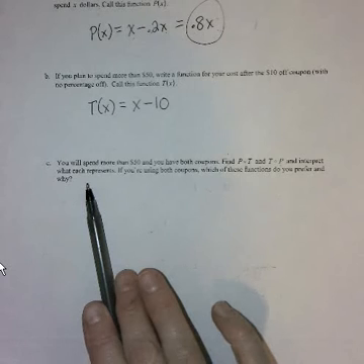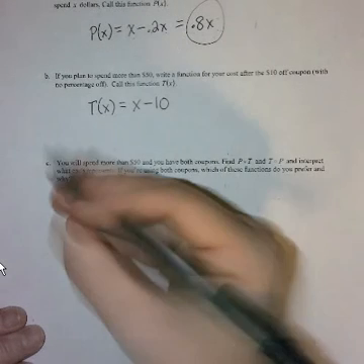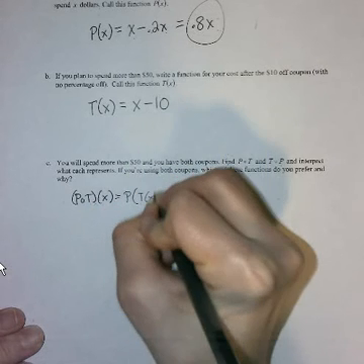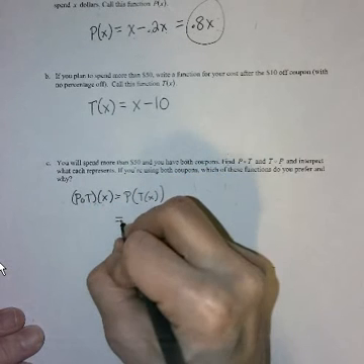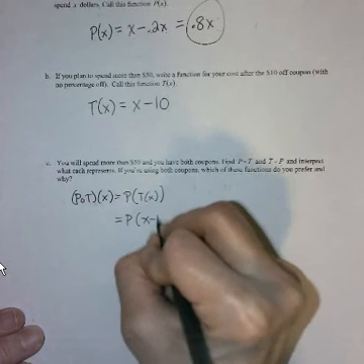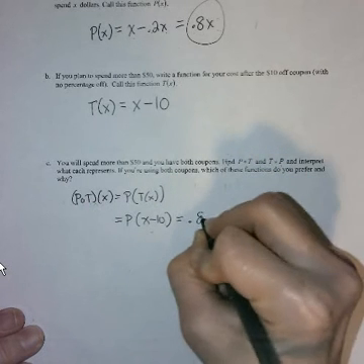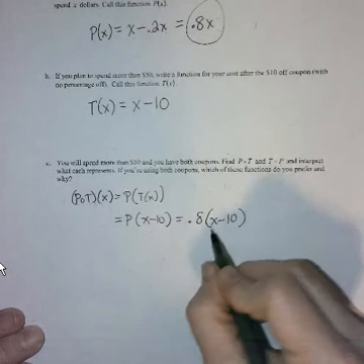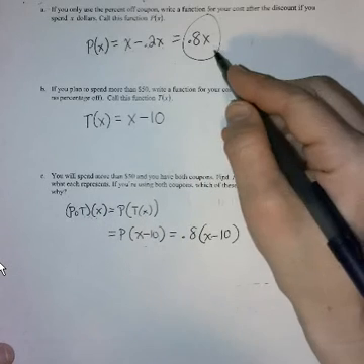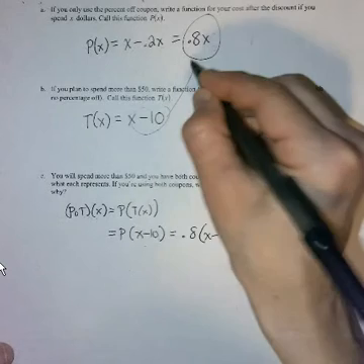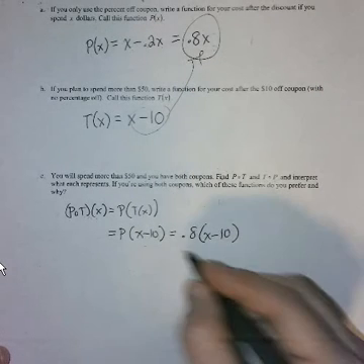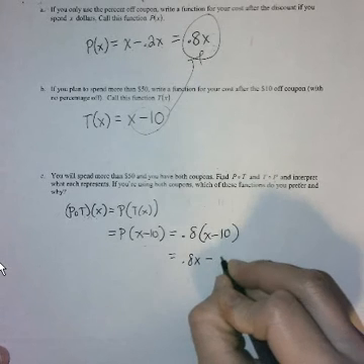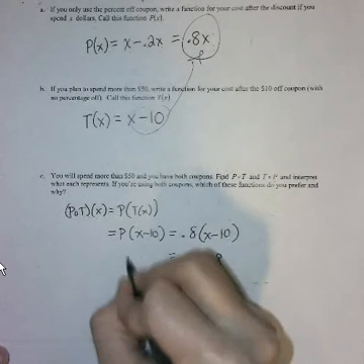So let's start with P composed with T. So this is P at T at x, which is P at x minus 10. So 0.8 times x minus 10. That replaced the x in the original function, right? So this x gets replaced with x minus 10. And that simplifies to 0.8x minus 0.8 times 10, which is 8. So here's P composed with T at x.